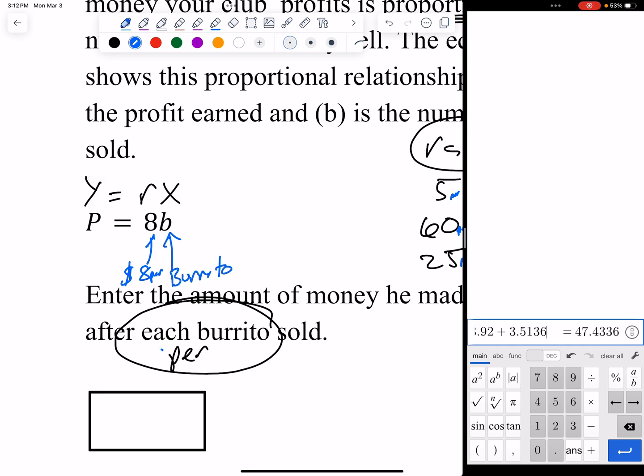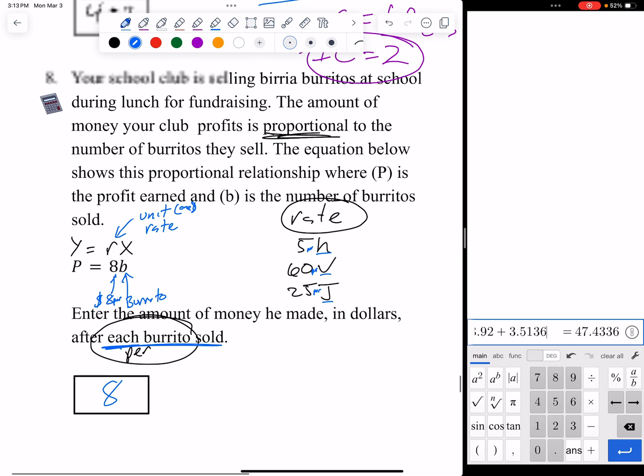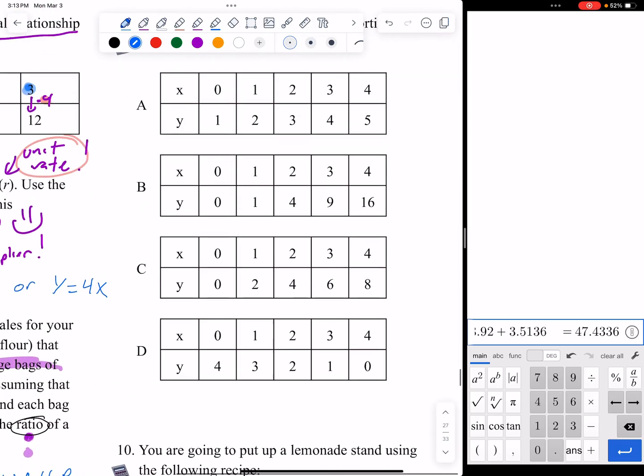So how much is each one? It's 8. Again, why is that R important? Because that is your unit rate, and unit means 1. How much per 1? All that reading makes it look so complicated, especially when they start throwing letters in, but hopefully you realize it's pretty simple. Okay, guys? So, anyways, moving on.